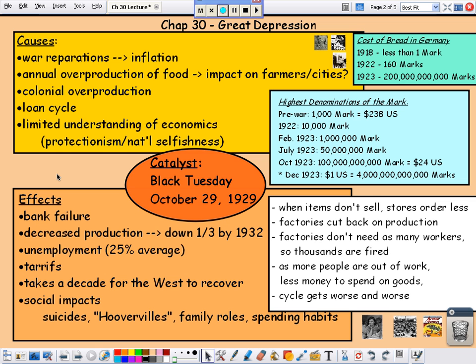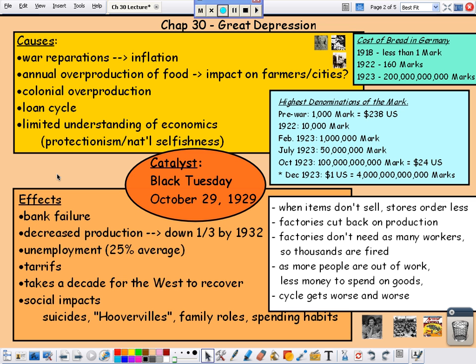They spend less money. Which means the stores then have even fewer items coming off the shelves, which means the factories need to produce even less, which means they lay off more people, which means fewer people spend money in the stores, which means stores order less, which means factories produce less, which means they fire more people. Do you see all of these cycles that just feed on each other?